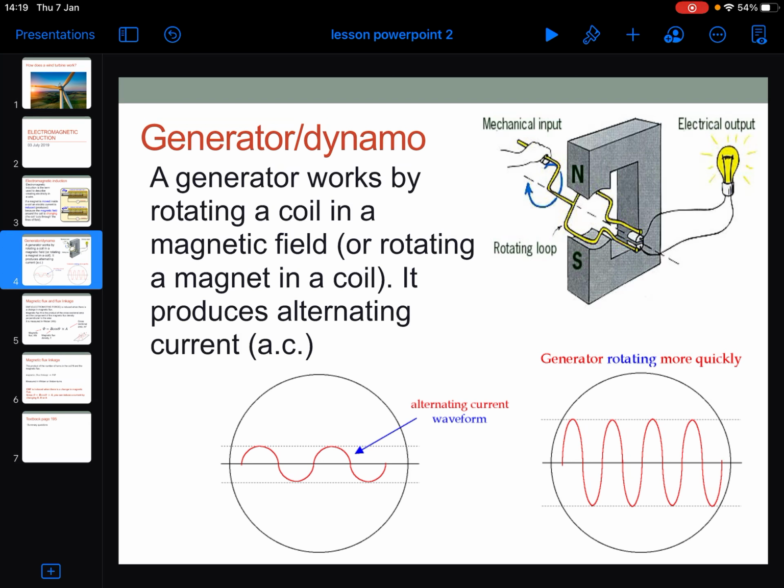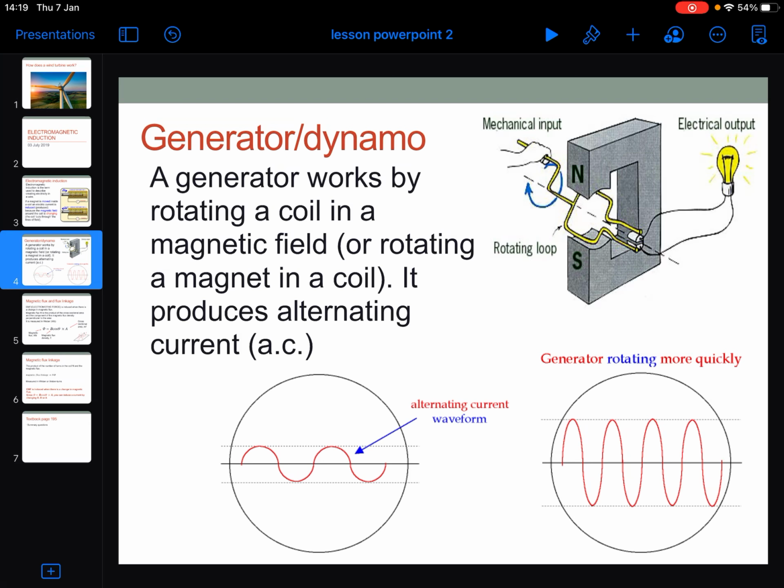It produces an alternating current. And you can see at the bottom there are two diagrams. One showing a slow rotating generator, and you've got infrequent peaks there, they're quite spaced out. You've also got quite a low amplitude, so a low voltage being created.